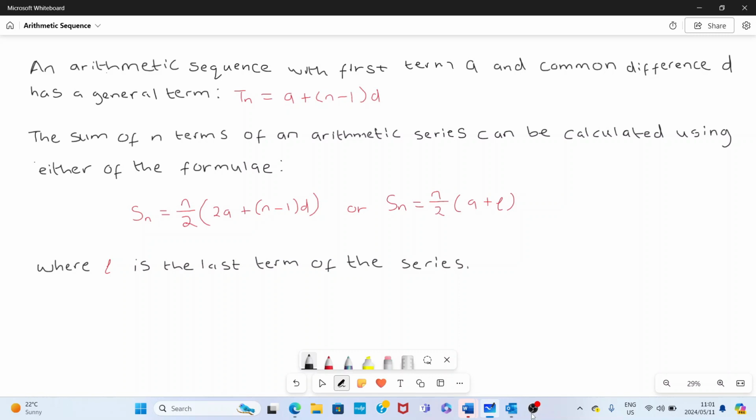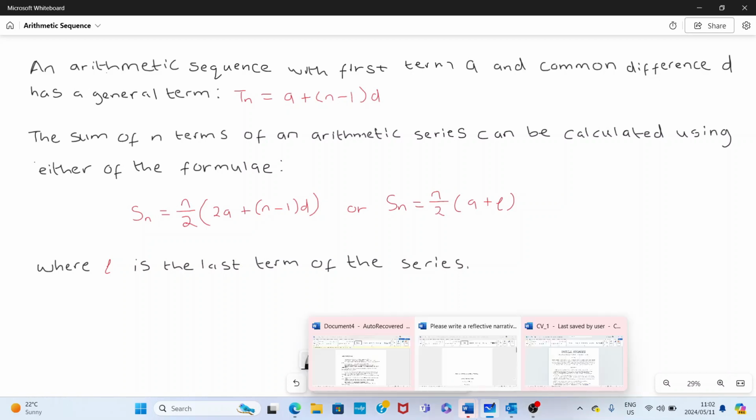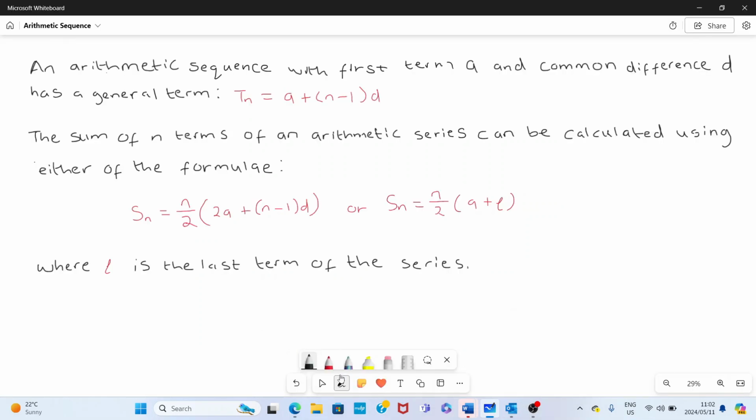An arithmetic sequence with a first term a and common difference d has a general term given by Tn equal to a plus (n minus 1) multiplied by d, which is the difference. And then the sum of n terms, maybe I can just help you by highlighting here. Take the highlighter. So the sum of n terms, this is n terms.